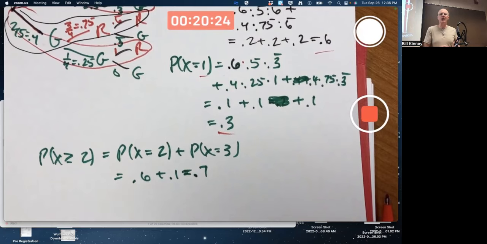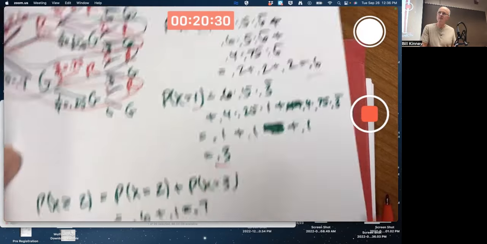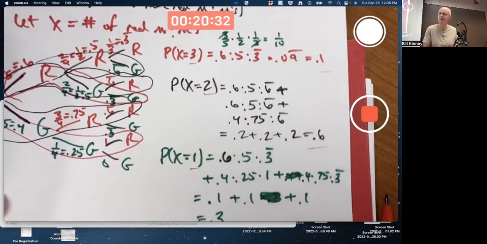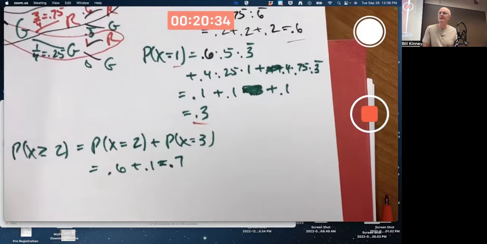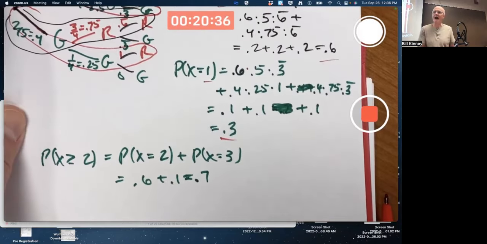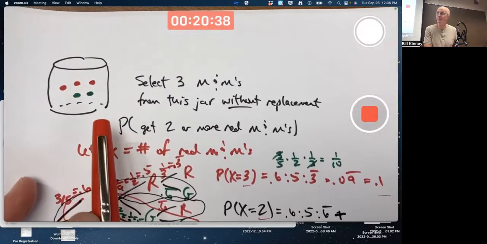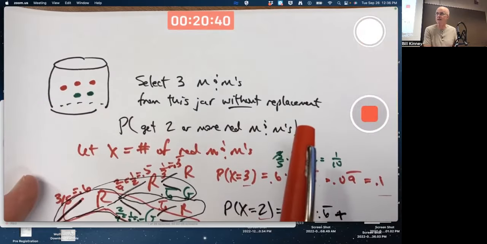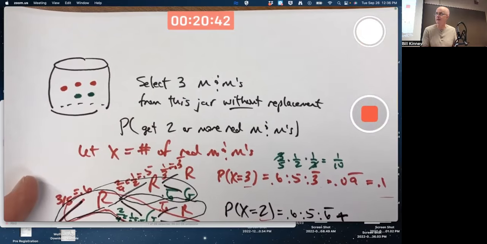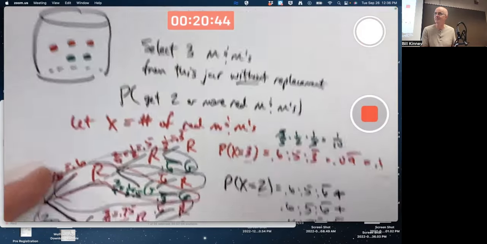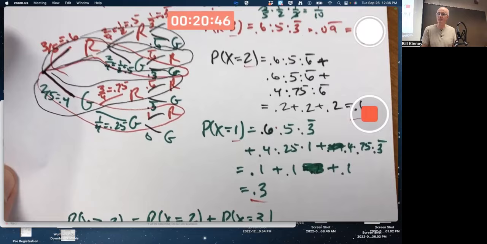So you should be able to do this kind of problem. Probably I'd give you a simpler problem on the test, because that took a while. It's very easy to make a mistake, as I almost did. Maybe I'd give you just 2 draws instead of 3 draws, or change the number of red and green. Though that's something you should be able to do.